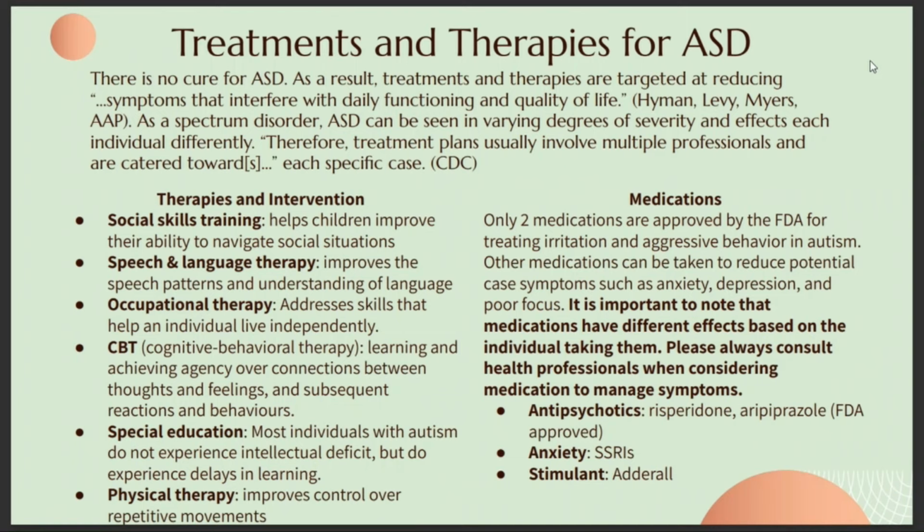Now, when I went through the research on medication modalities, so far there are no definite medications to treat this condition, but only two medications are approved by the FDA. These medications treat irritability and aggressive behavior in these children. Other medications can be taken to reduce anxiety, depression, and poor focus. It is important to note that the medications all have a different effect, based upon the individual taking them. So always consult a health professional, the neurologist or psychiatrist, before deciding which medications to take.